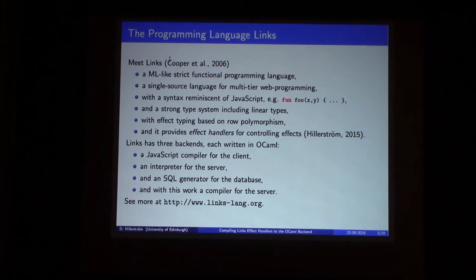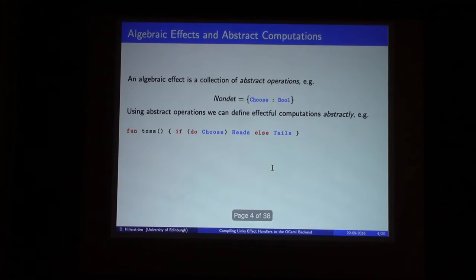Not so important for this talk, but there are 3 backends for Links. In particular, what I have done in this work is replace the interpreter with a compiler for effect handlers. So I'll give just a brief introduction to what effect handlers and algebraic effects are. An algebraic effect is simply a collection of abstract operations, and one way to view non-determinism is a collection of a single operation called choose that returns you a Boolean. Using abstract operations, you can then start composing abstract computations that use these operations.